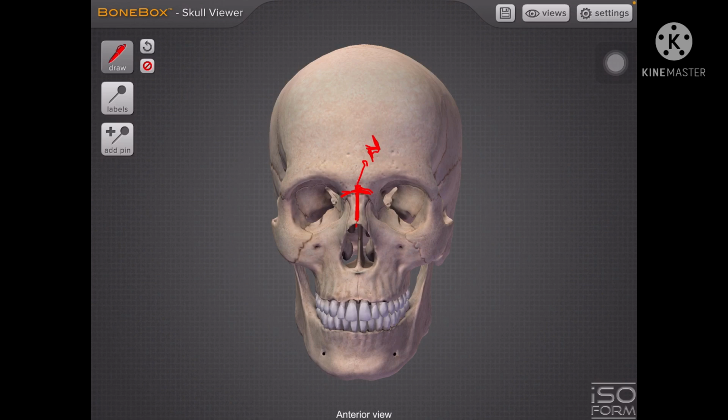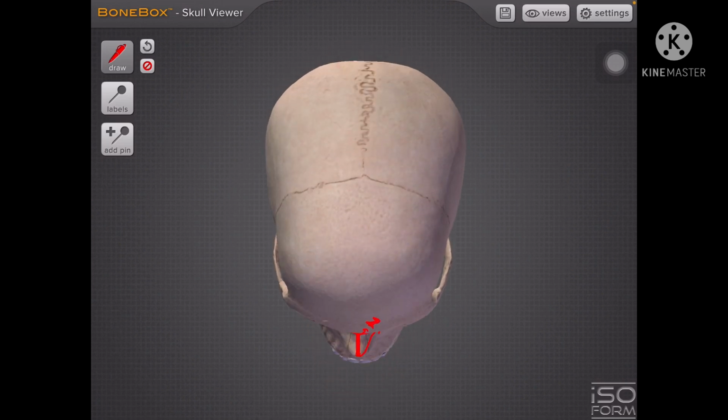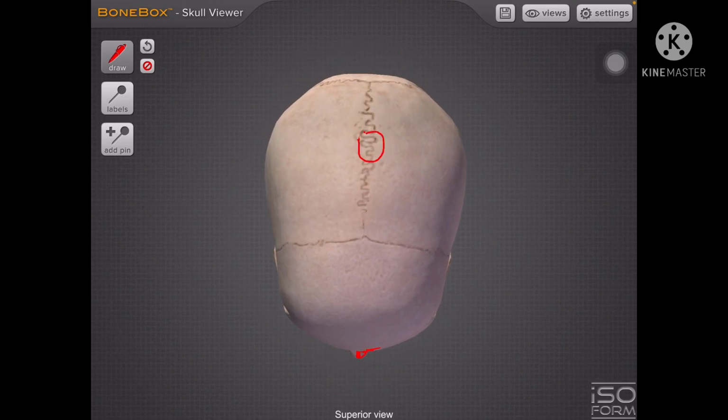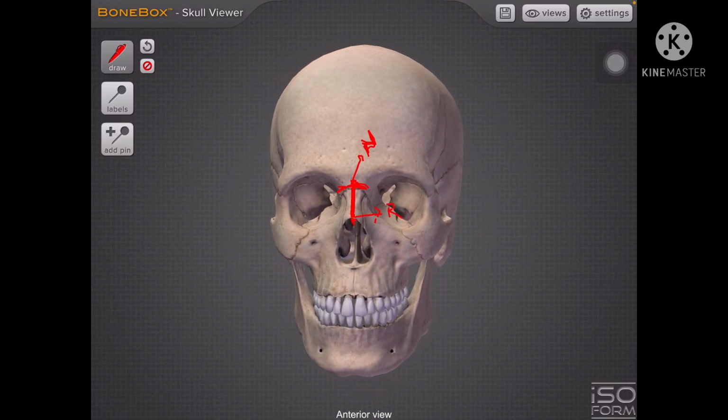Next thing is rhinion. This internasal suture has a tip, right? This tip is called rhinion. We have learnt vertex. Vertex is the highest point on the skull. Between the two parietal foramens there is a point called obelion. This is nasion. Nasion is between the nasal and frontal junction, and the tip of the nasal bone is rhinion.